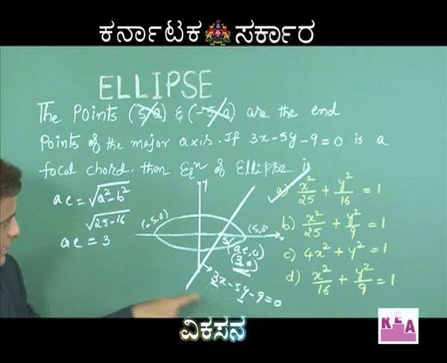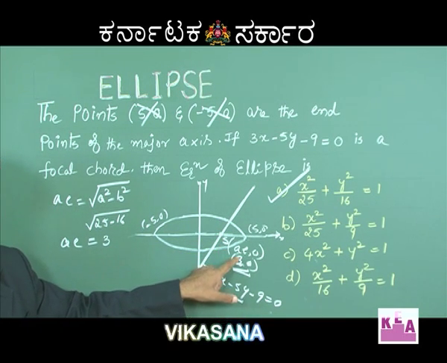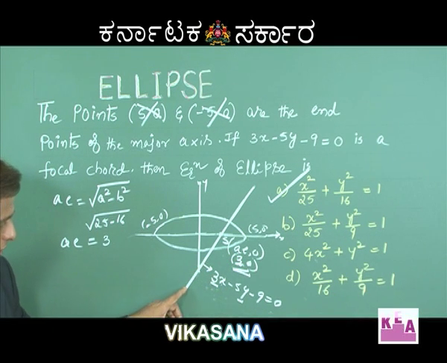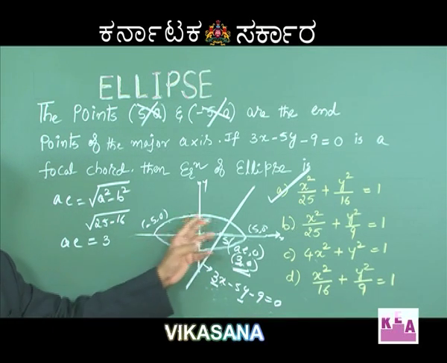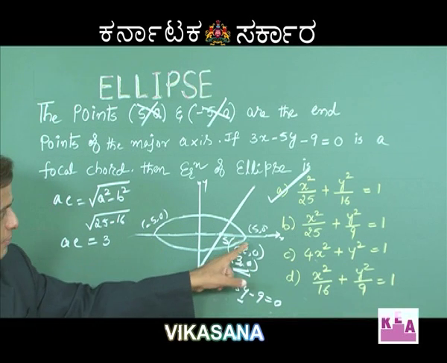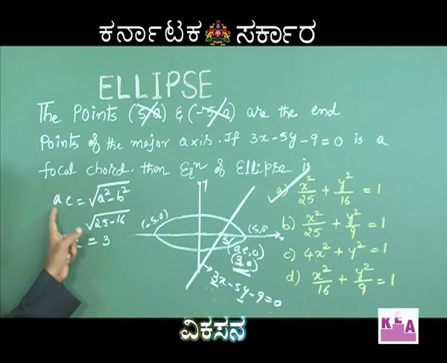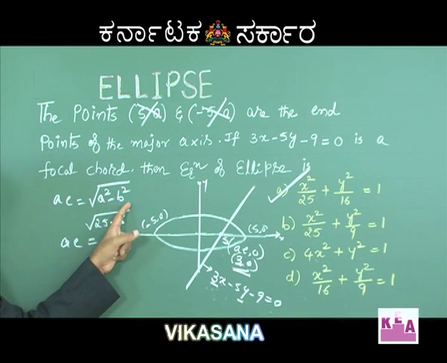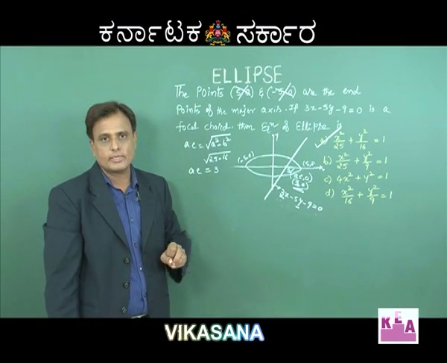3x minus 5y minus 9 is equal to 0 is a focal chord, which means definitely the coordinates of focus we know are (AE, 0). Since this line is passing through the focus, the coordinates of focus must satisfy its equation. To check whether the coordinates of S satisfy or not, we depend on the value of AE. In each and every option we calculate the AE value. But before that, all the students are requested to remember this: AE is always equal to the square root of a square minus b square.